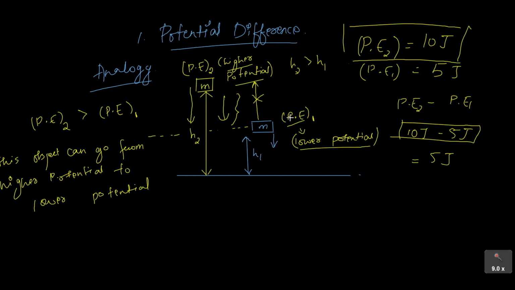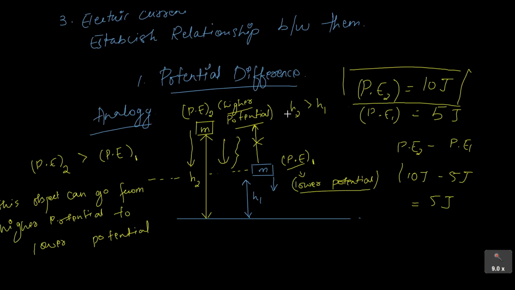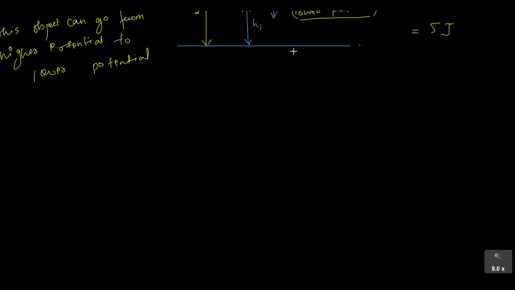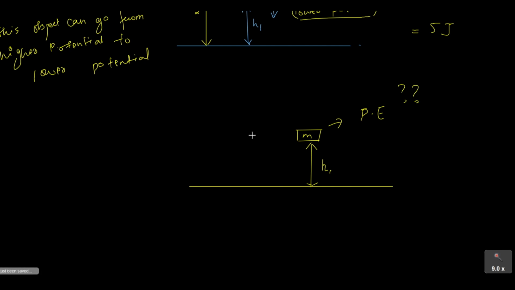Okay, now let's understand the more fundamental thing about this part. When I first said I have a mass m at height h1, it has some potential energy. So now we have to understand where this potential energy comes from.